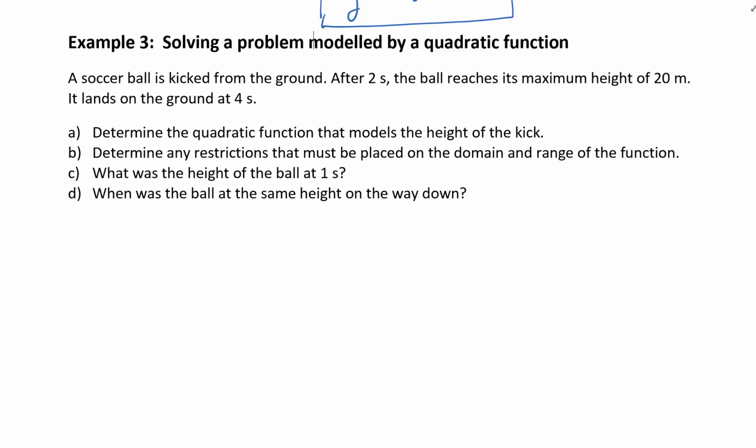A soccer ball is kicked from the ground. After 2 seconds, the ball reaches its maximum height of 20 meters. It lands on the ground at 4 seconds. Determine the quadratic function that models the height of the kick. Determine any restrictions that must be placed on the domain and range of the function. What was the height of the ball at 1 second? When was the ball at the same height on the way down?